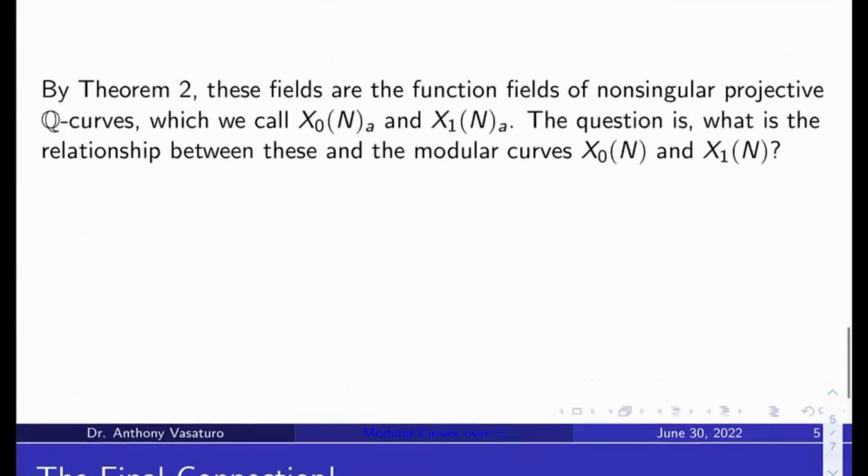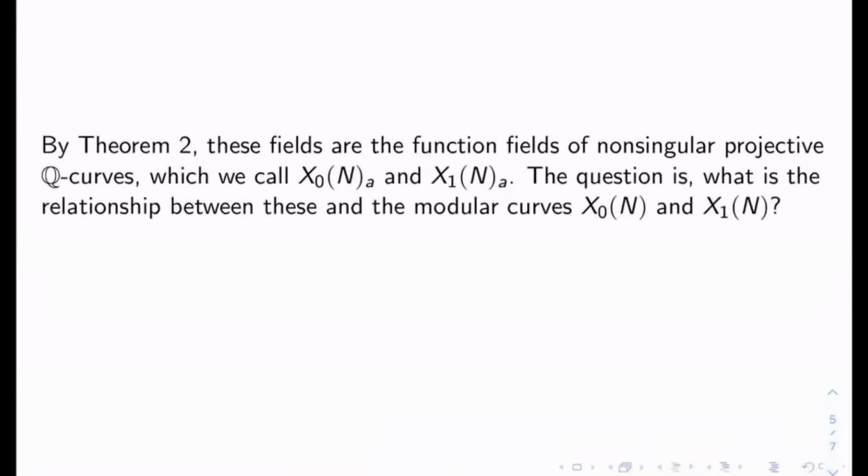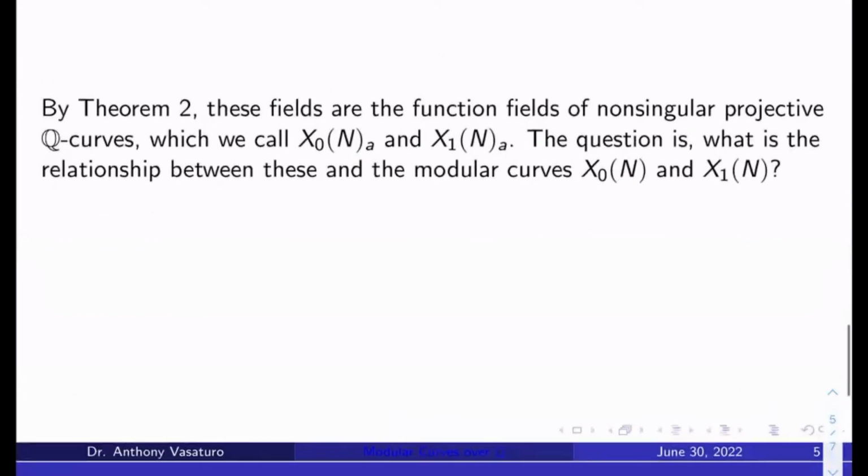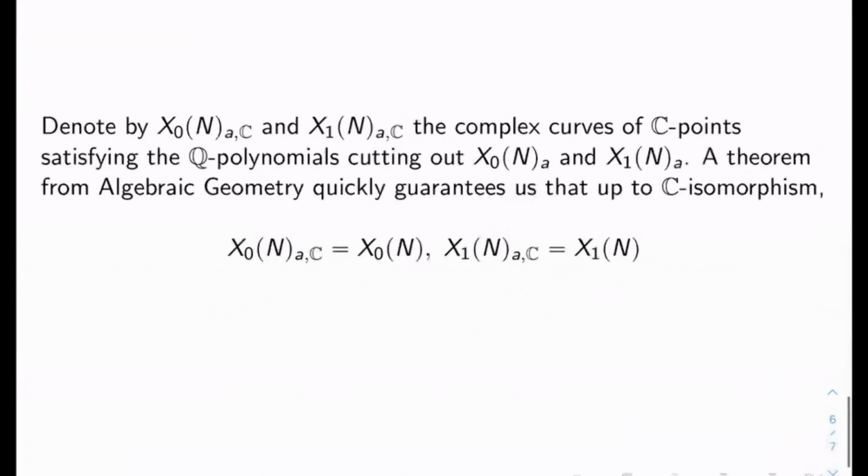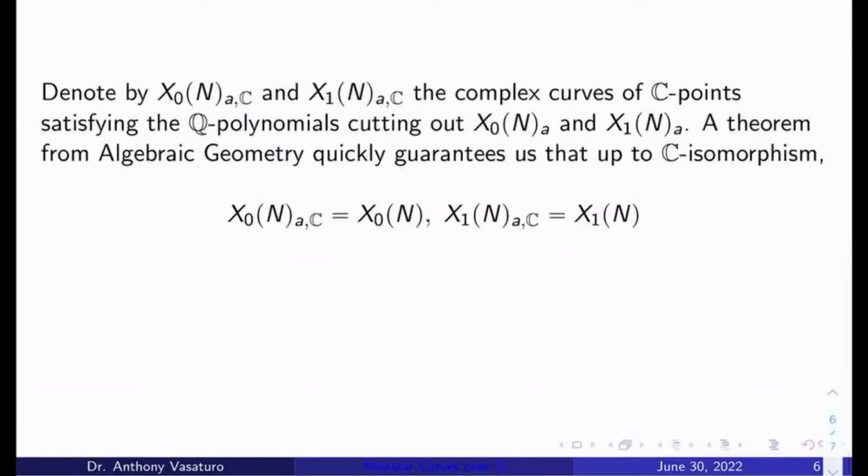So what's the obvious question? The obvious question is, you named these X_0(n)_a and X_1(n)_a. Presumably there's some relationship between these and X_0(n) and X_1(n). What is that relationship? Well, here's the final connection for the day. Let's denote by X_0(n)_ac and X_1(n)_ac the complex curves consisting of the C points, the complex points, satisfying the Q polynomials cutting out X_0(n)_a and X_1(n)_a.